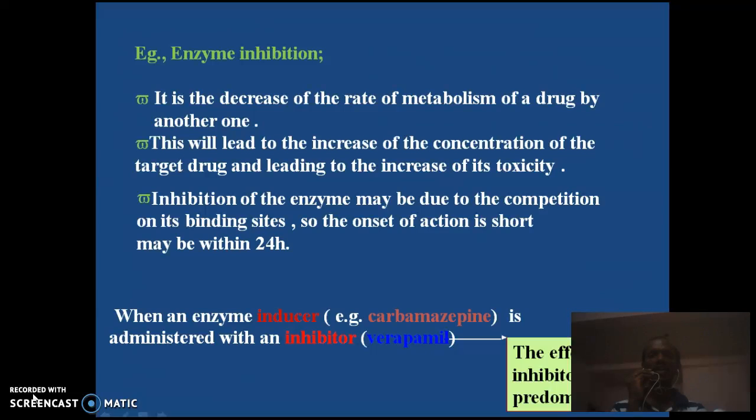Enzyme inhibition. It is a decrease of the rate of metabolism of a drug by another one. This will lead to an increase of the concentration of the target drug and lead to an increase of its toxicity. Inhibition of the enzyme may be due to the competition on a binding site of the enzyme. For example, if you administer carbamazepine along with verapamil, the effect of verapamil will be predominant because of its inhibition effects on the enzymes.